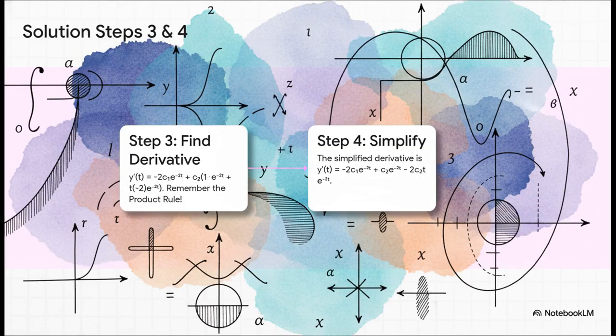And now for that all-important step we warned about. We need the derivative. The first term is easy enough. But for the second term, we bring out the product rule. Let's break it down. It's the derivative of the first part, which is just c2, times the second part left alone. Then you add the first part, c2 times t, times the derivative of the second part. We clean it up a bit, and there's our full expression for y prime.